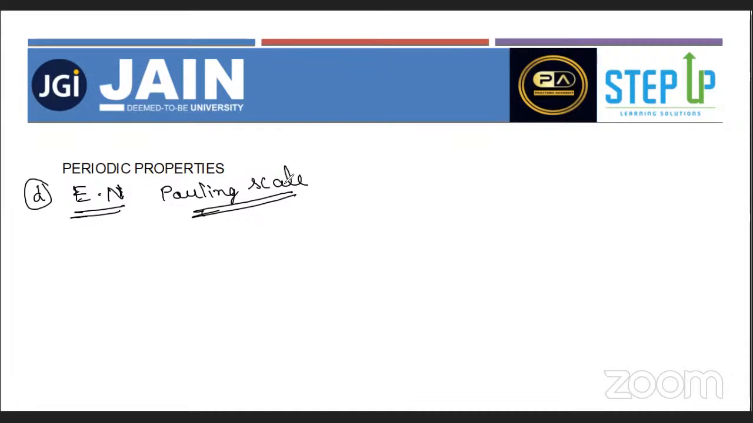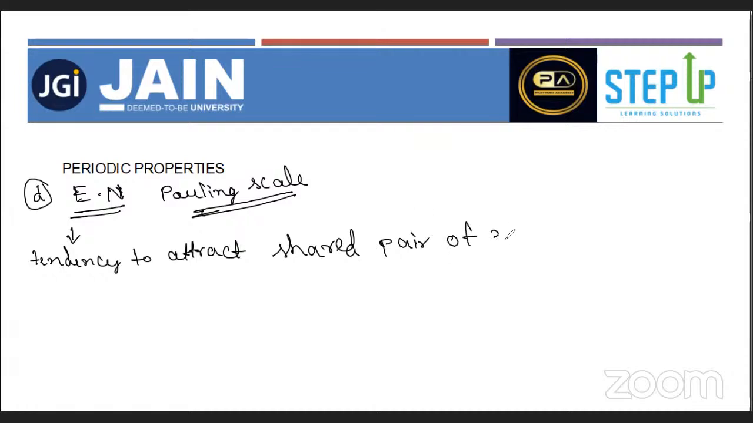Electronegativity is basically the tendency, that is the definition. If I want to write for electronegativity, I'll say it is the tendency to attract a shared pair of electrons. It is given by the Pauling scale. Electronegativity is unitless. It doesn't have a unit. In chemistry, among periodic properties, only one thing doesn't have a unit, that is electronegativity.